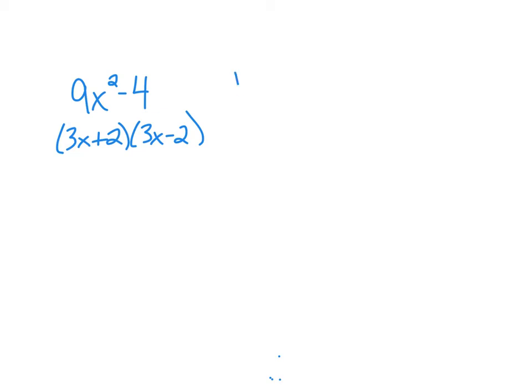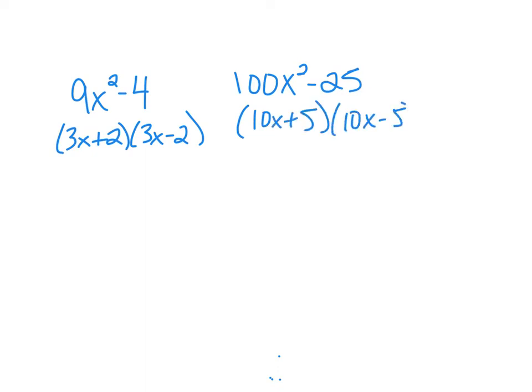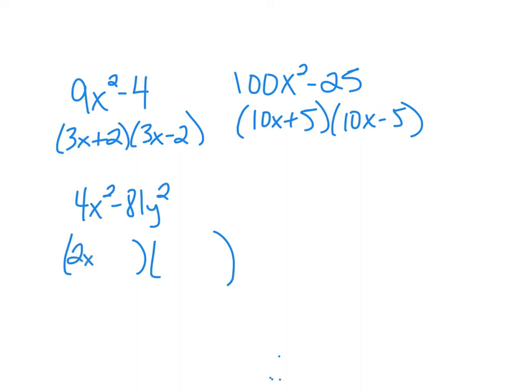Or if we had 100x squared minus 25. So those are both perfect square numbers, 100 and 25. So if I take the square root of each one, that will give me 10x plus 5, 10x minus 5. Okay, another example, 4x squared minus 81y squared. So this time I have variables in both places. So this would factor into 2x plus 9y times 2x minus 9y.